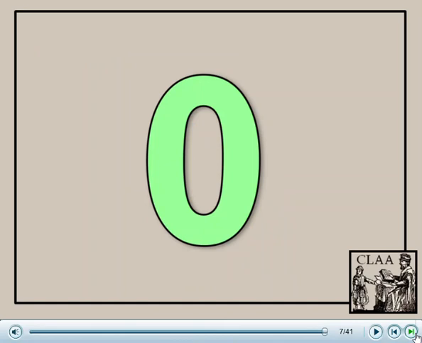0 means there are no items. We use words like none and nothing to mean the same thing as 0. Trace the number with your finger and say 0, 0. And then count the pennies on your screen. Oh, never mind, there are no pennies. This is 0.